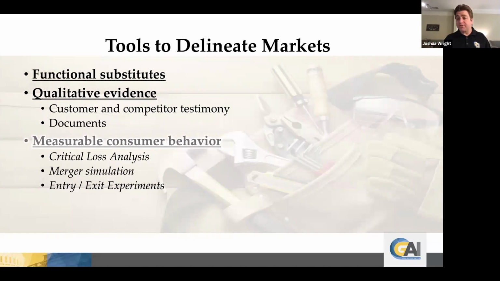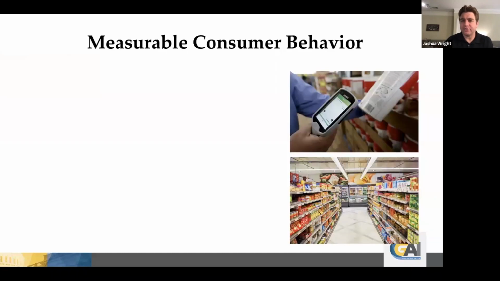Professor Kobayashi is going to do a session on entry and exit experiments using some recent cases and talk a little bit about quantitative methods. We'll do a lecture on merger sim at some point. It's a little bit more of an advanced topic, and so we'll put together some material on that as well. I'm going to focus today mostly on critical loss analysis, sort of as a fundamental tool here, right?